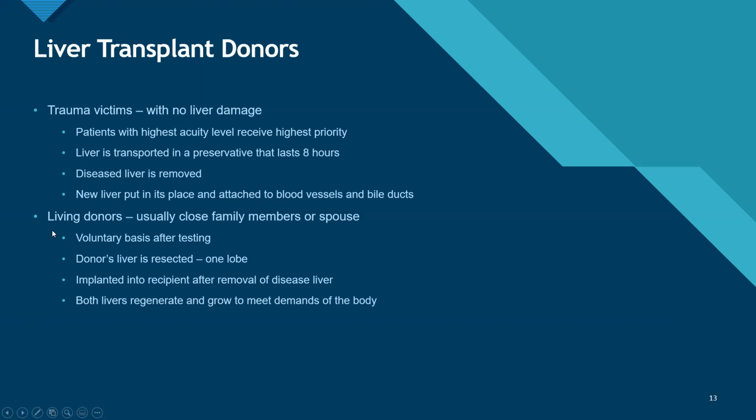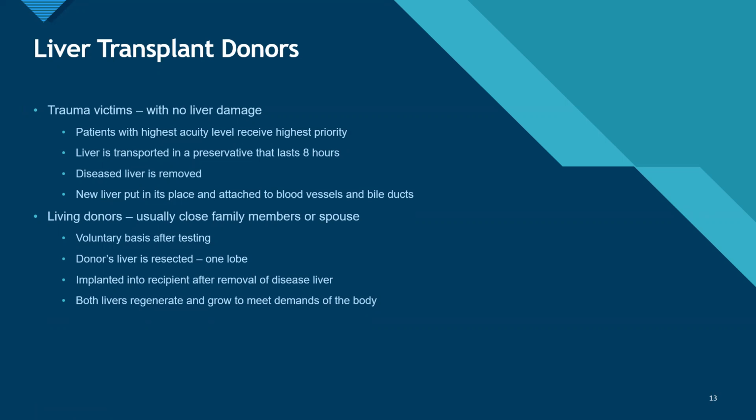The donors, there's different types. There's trauma victims, right? They have no liver damage. It's transported, preserved. It lasts about 8 hours. The diseased liver is always removed from the recipient, and the new liver is put into place and attached to the blood vessels and those bile ducts. So patients with the highest acuity level receive this. There's no type and cross.